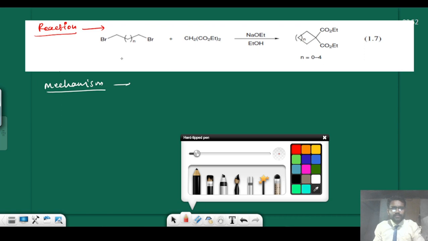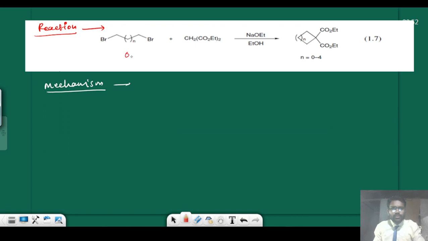So here we can take n is equal to 0 to 4. We can take n is equal to 1, n is equal to 2, n is equal to 3, n is equal to 4. Up to 4 carbon we can increase and we can do the reaction with diethyl malonate, that is our active methylene compound, in the presence of sodium ethoxide and the solvent is ethanol.